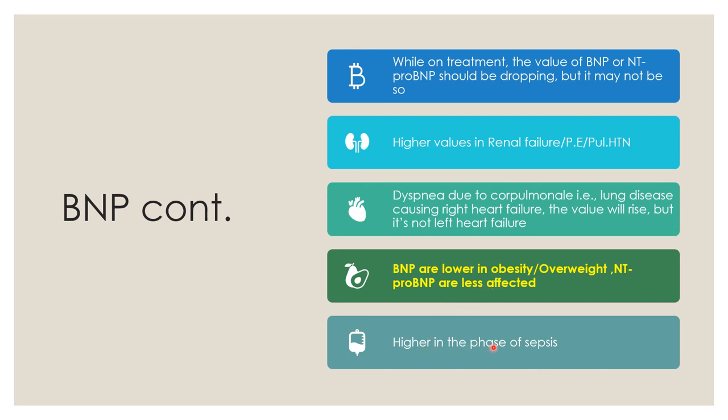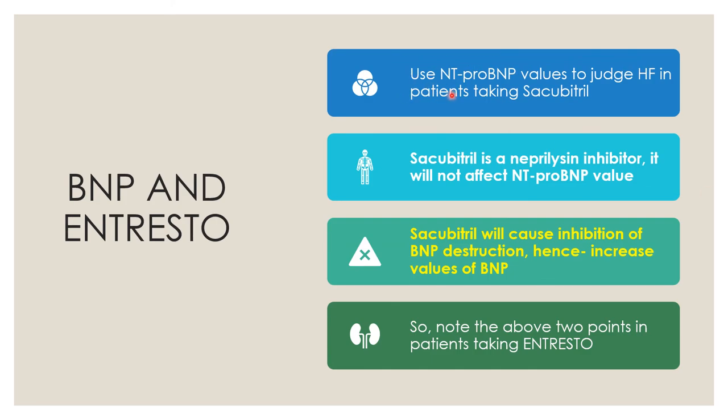BNP will be higher in the face of sepsis. So someone has septicemic shock and the value of BNP is high? Yes, it is expected so. Use NT-proBNP values to judge whether there's heart failure or not if the patient is taking sacubitril or Entresto containing sacubitril. Sacubitril is a neprilysin inhibitor. It will not affect the value of NT-proBNP.